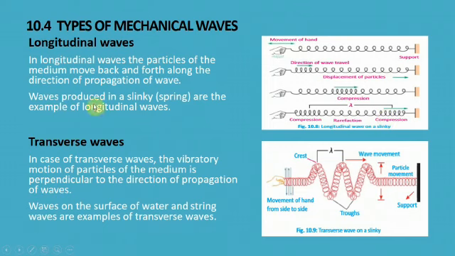The second type of mechanical waves is the transverse wave. In this wave क्या होता है? In case of transverse waves, the vibratory motion of particles of the medium is perpendicular to the direction of propagation of waves. ये उससे थोड़ा सा different है. यहाँ पे particles of medium और wave एक ही डायरेक्शन में मूव करते हैं, पैरेलल मूव करते हैं. बट इन दिस टाइप, जो पार्टिकल्स ऑफ द मीडियम है वो डायरेक्शन ऑफ प्रोपगेशन ऑफ वेव के परपेंडिकुलर मूव करते हैं.